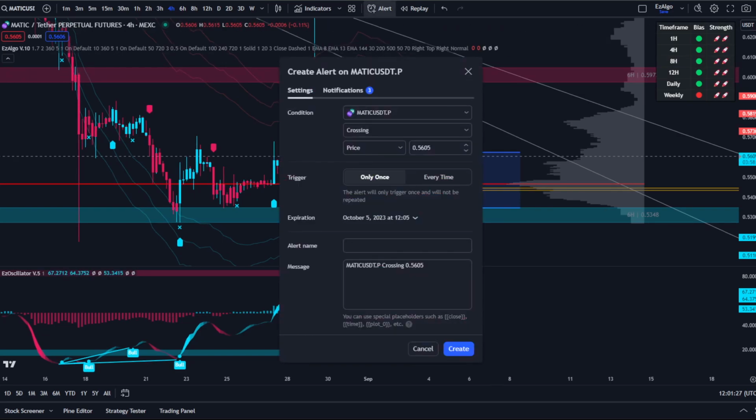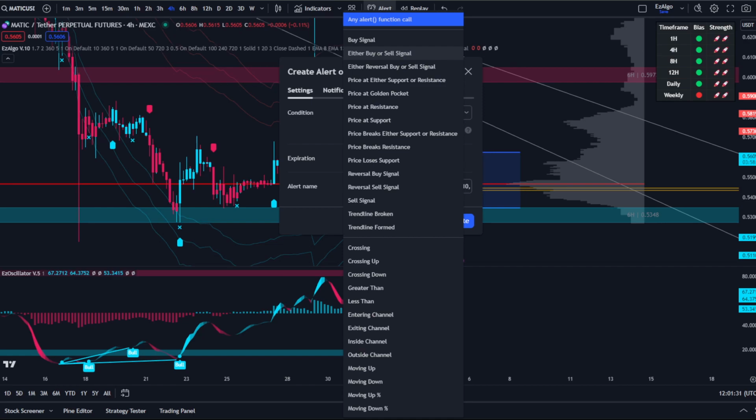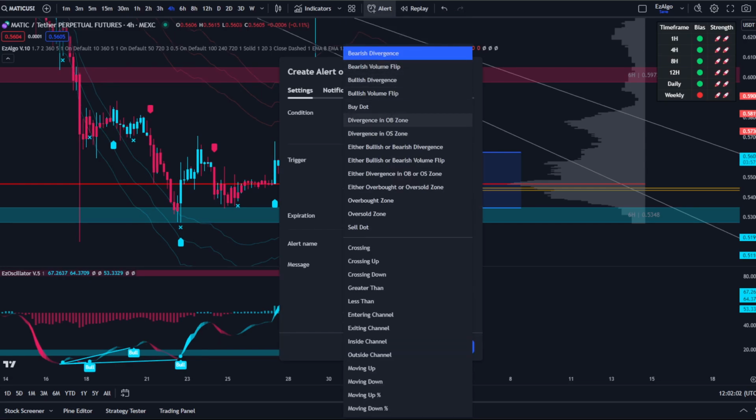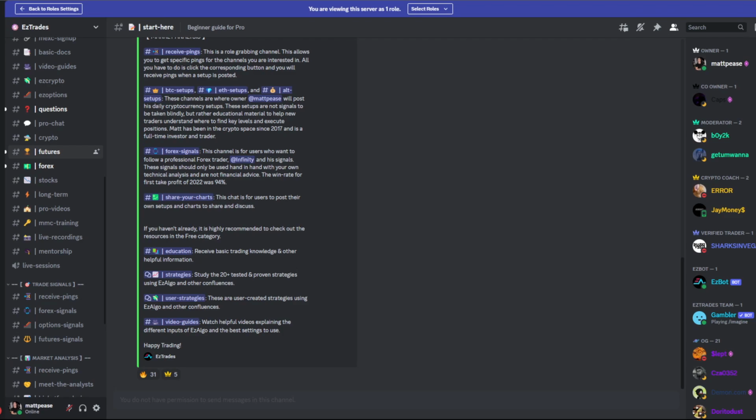All right, now let's jump into the alerts real quick. As you can see, we have alerts for both the V10 and the V5. We pretty much have all the alerts that you need. We also added the trend line broken and the trend line formed alerts. And in the V5, we have all the alerts you could possibly need. We have the buy and sell dots, the bullish and bearish divergences, the divergences in the overbought and oversold zones, etc.